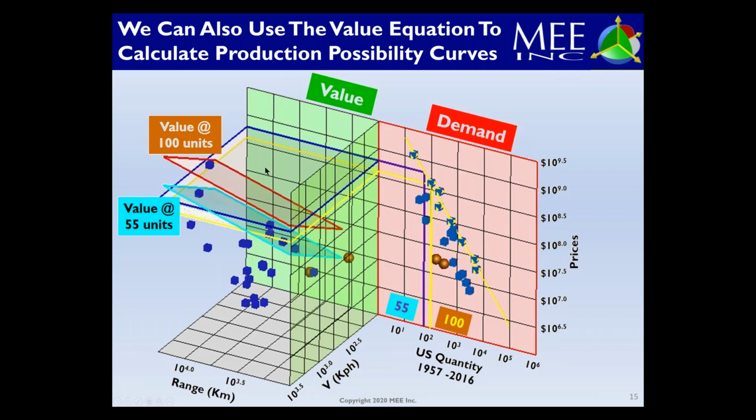And then what we can do is take that equation that we just saw from the previous chart and then set the quantity to either 100 here or 55 here, and this will create a plane. And this plane here and this plane here intersect their corresponding horizontal planes, and they're going to form production possibility curves, which we're going to look at close to the end of this exercise here.